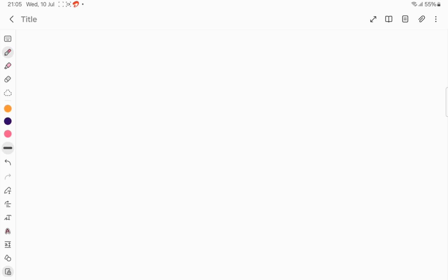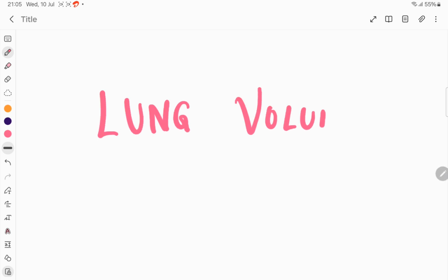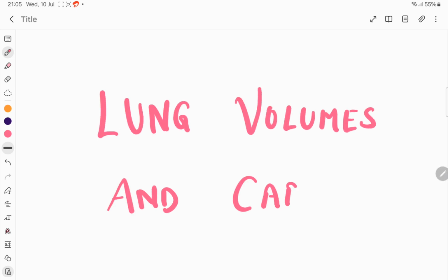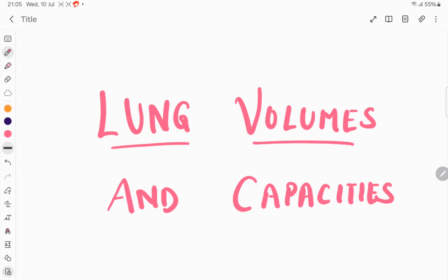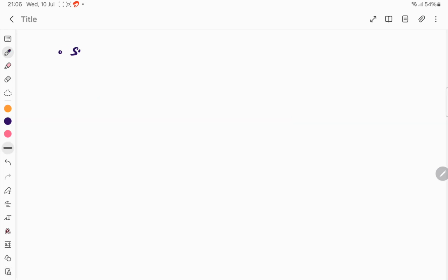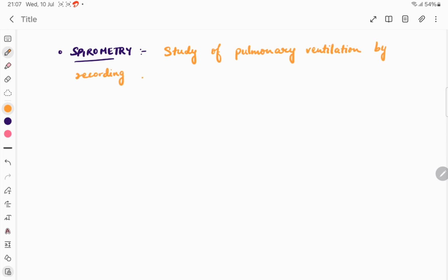Today we are going to learn about two topics: lung volumes and capacities, and ventilation perfusion ratio. Moving on to the first topic. First, let us see the definition of spirometry. It is the study of pulmonary ventilation that can be done by recording the volume movement of air into and out of the lungs. This is done with the help of a basic spirometer.